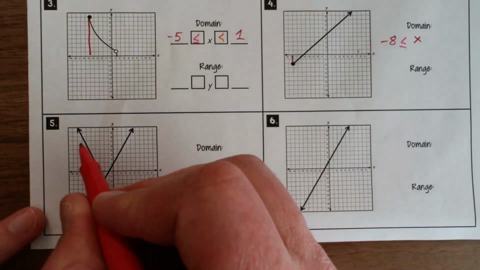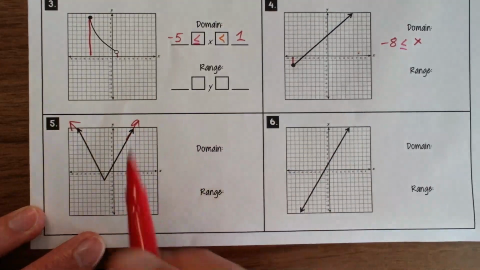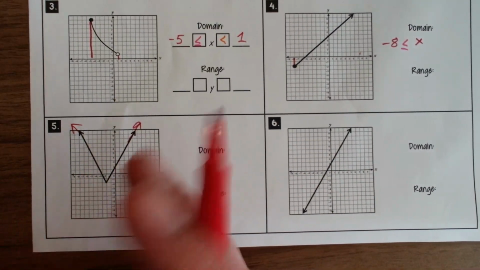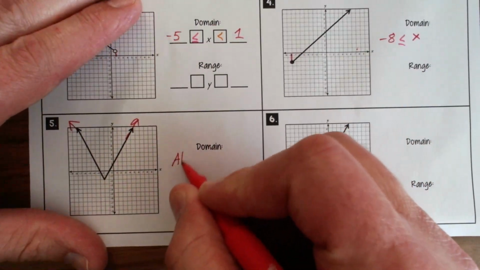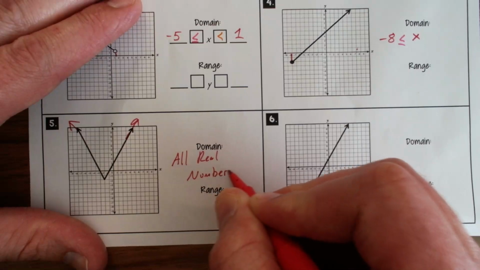On this one, this has an arrow that goes off in this direction and an arrow that goes off in this direction. It's still going to the left. It's still going to the right. So this goes out forever, left and right. So my domain is all real numbers.